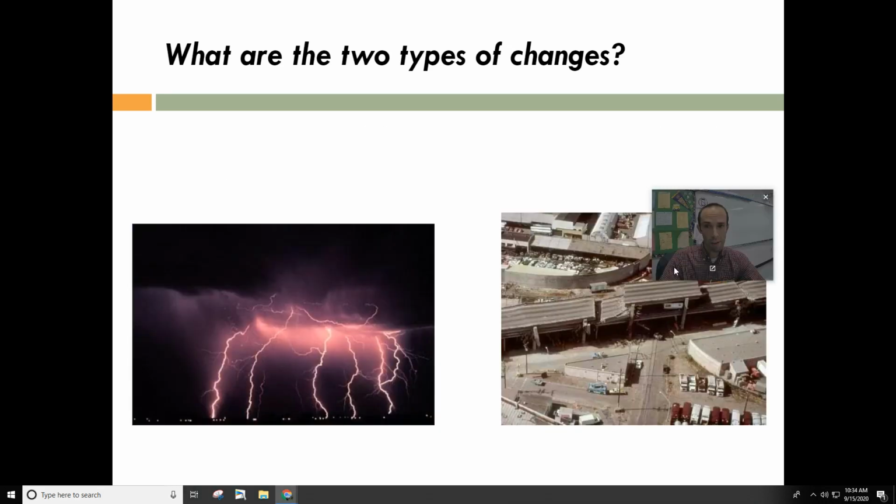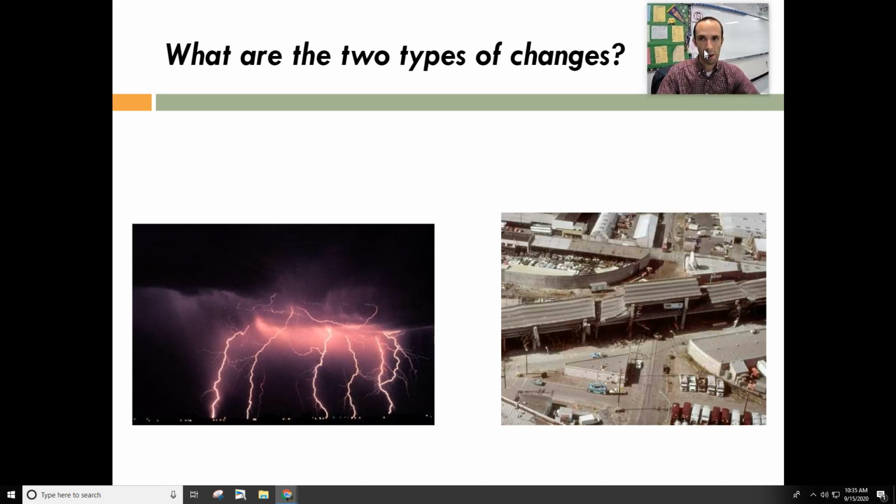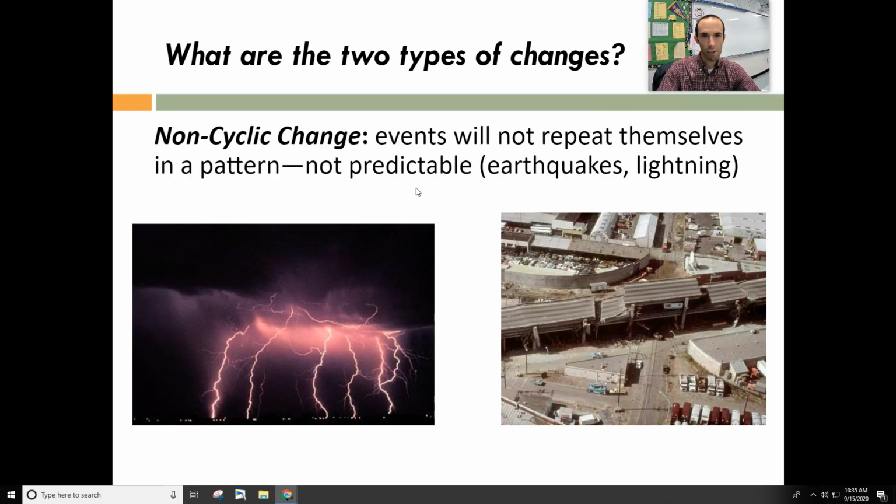Okay? There's also some changes that are not predictable, like a lightning strike or an earthquake, things that happen pretty quickly and we have no way of telling when they're going to happen or when they're going to change the environment. So these are called non-cyclic changes, things that don't repeat themselves in any regular pattern, that are not very predictable. Now they are working on the idea of predicting earthquakes, but they haven't gotten there yet. We can't really say exactly at what moment in time an earthquake is going to happen. And the same is true with lightning. Okay, so the idea is there are cyclical changes, or predictable ones, and non-predictable ones.